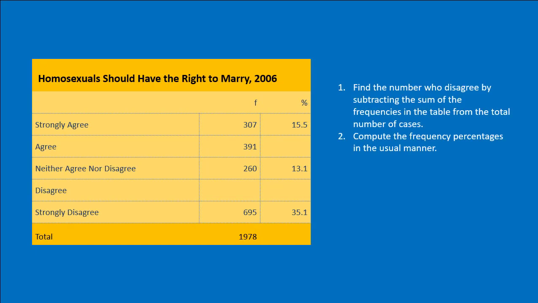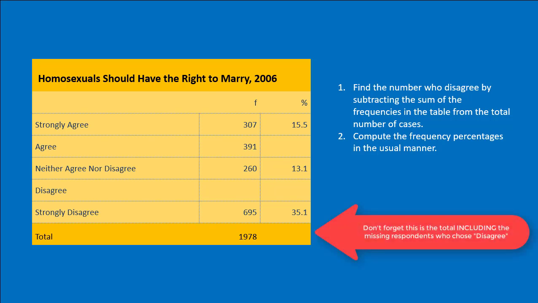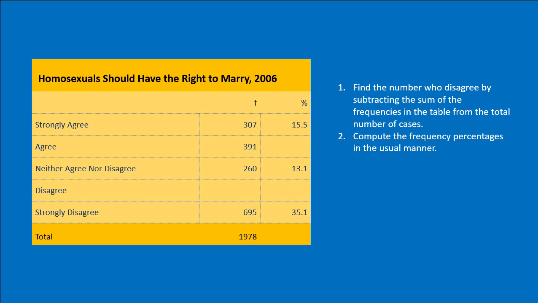Any luck? Here's the way to go about figuring out the number of people who disagree. What you want to do is subtract the sum of all of the frequencies in the table right now from the total number of cases. Then we compute the frequency percentages in the usual manner. Let's see what that looks like.